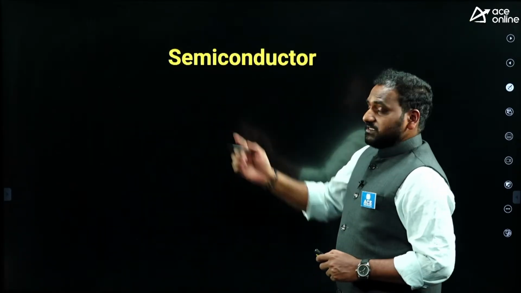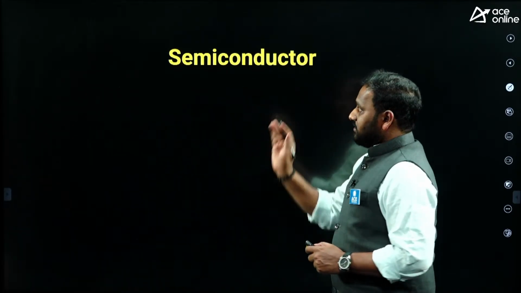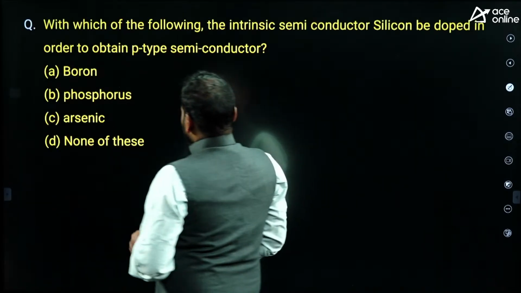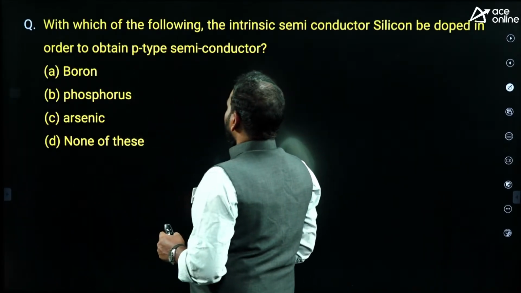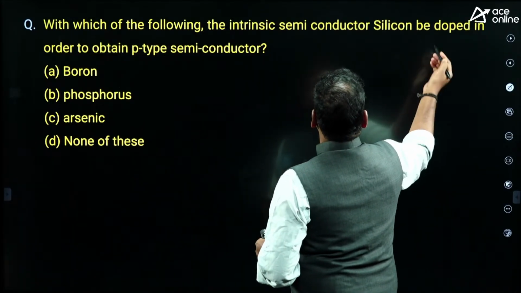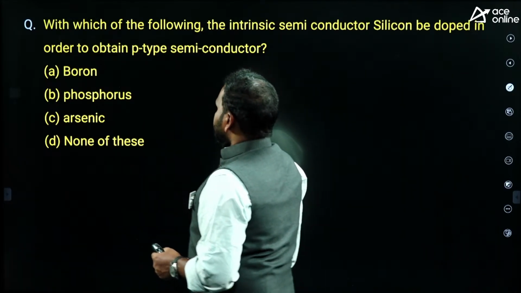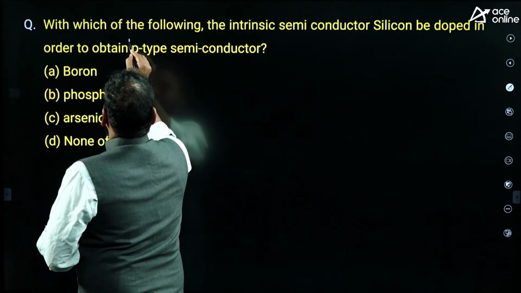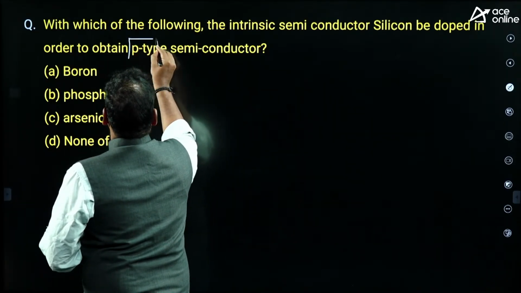Semiconductors. I have selected the first subtopic from analog electronics, that is the semiconductors. With which of the following should the intrinsic semiconductor silicon be doped in order to obtain a p-type semiconductor? Try to read the question carefully.